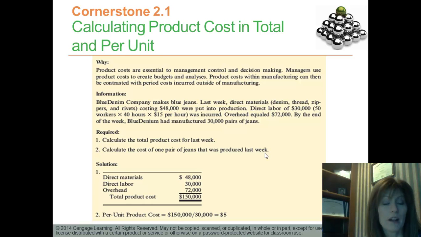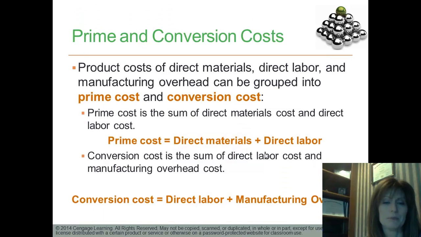So the total product cost, again, is direct materials, direct labor, and overhead. We just add the 48, the 30, and the 72, and we get that it costs us $150,000 in product costs to make those jeans. How many jeans do we make? We made 30,000 pairs. So we take $150,000 divided by 30,000, and we get $5 a pair as our cost. Pretty simple.